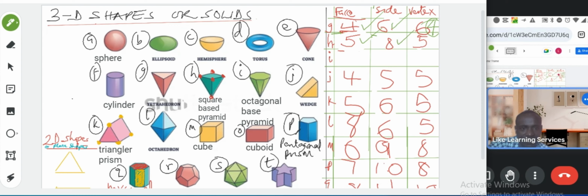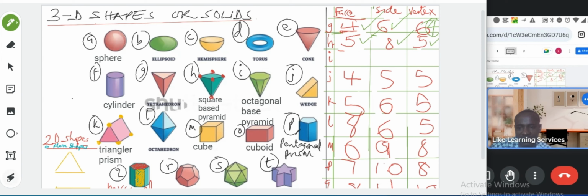Let's count the vertices. Vertices are the corners. The plural is vertices, singular is vertex. So let's count 1, 2, 3, 4, 5. That's correct. 5. I forgot to do I. Okay, let me mark the ones you did first before we look at I.